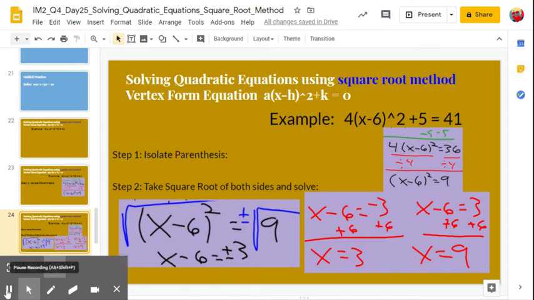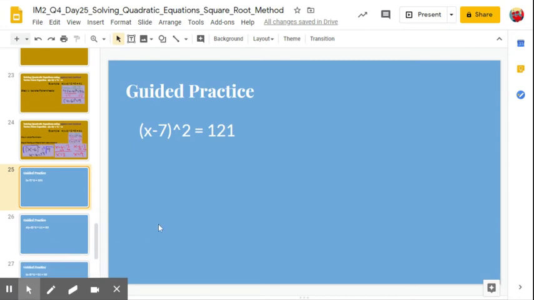Let's practice. x minus 7 squared equals 121. It's already isolated for you. Good to go. So you take the square root of both sides, and you get x minus 7 equals plus or minus the square root of 121, which is a perfect square, so that becomes plus or minus 11. Then we're going to say x minus 7 could equal negative 11, or x minus 7 could equal positive 11. So we solve this by adding 7 to both sides. We get x equals negative 4. And on this one on the right, we get x equals 18.